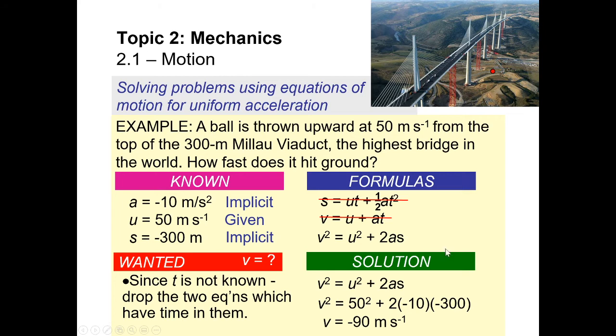Oh, something I should point out. Even though here in the final answer there's a negative sign, it shouldn't actually technically be there. I should adjust that. The reason is the question doesn't say what is its velocity as it hits the ground. It says how fast does it hit the ground, and that means the question is specifically asking for speed, not velocity.